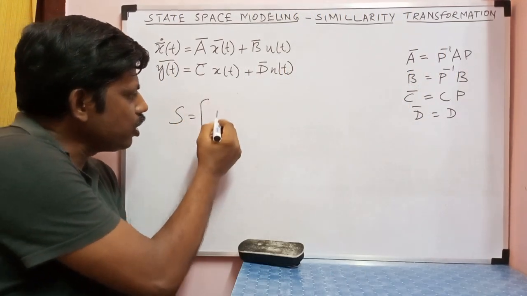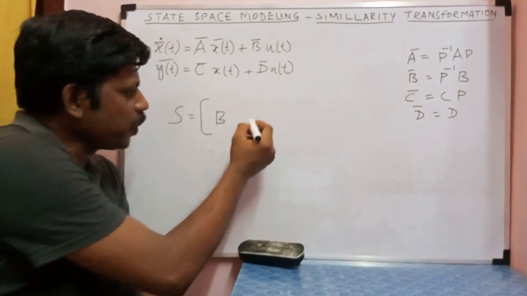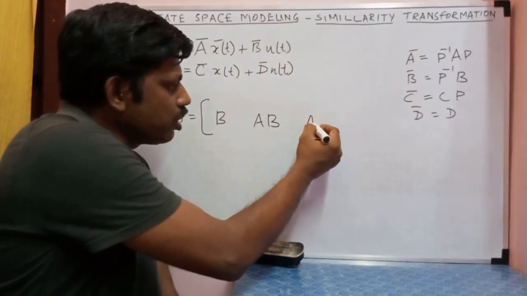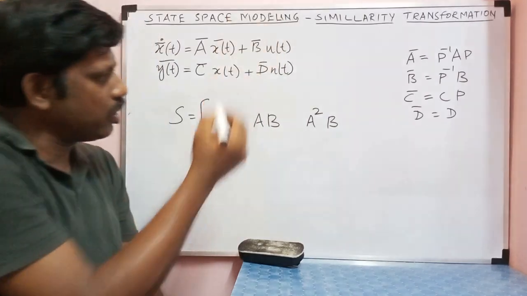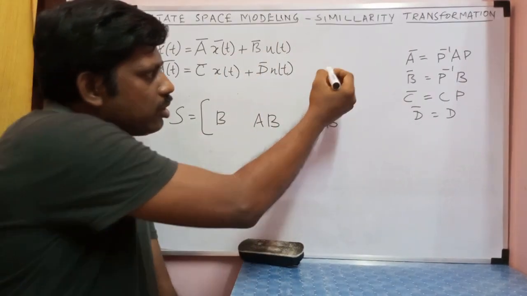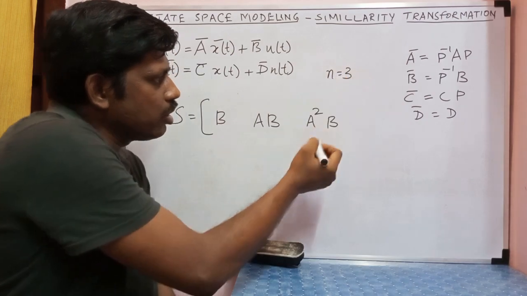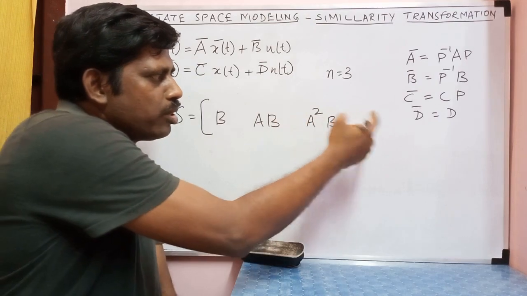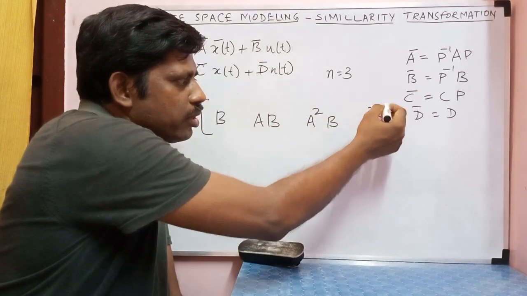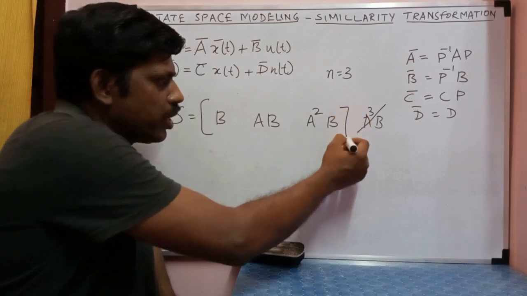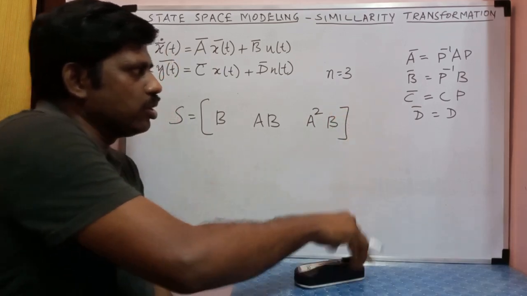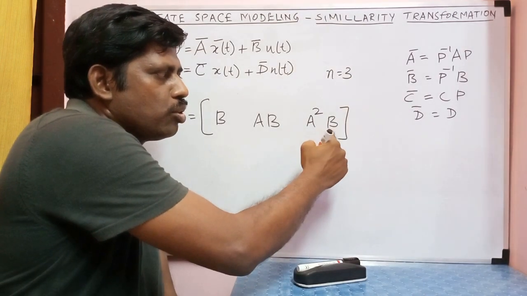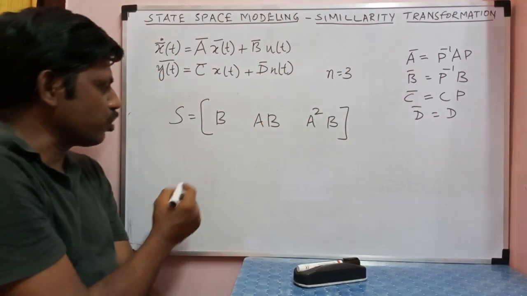S is B, the first element is B, then the second element is AB, then the third element is A square B. Since this is a third order system, n is equal to 3, you have to stop at n minus 1. You need not go for A cube B, that is not necessary. So you can stop at A square B. If n is equal to 4, you have to go for another column, that is A cube B.